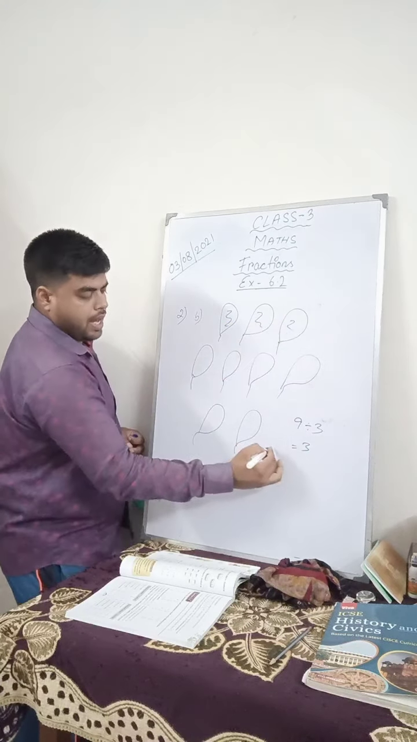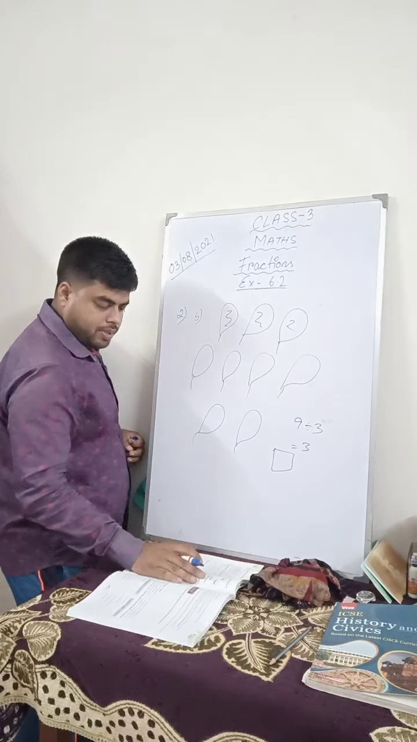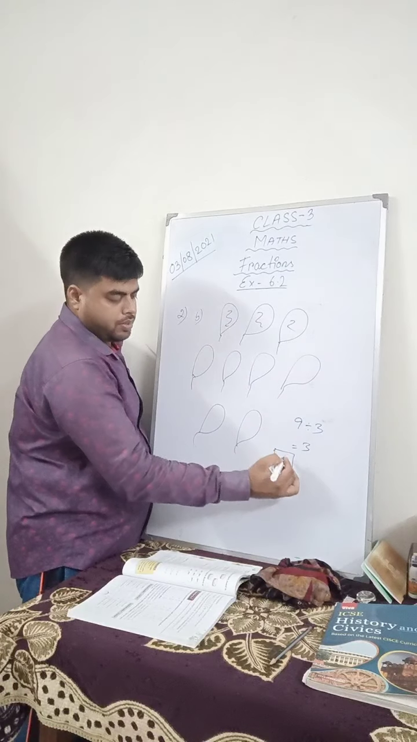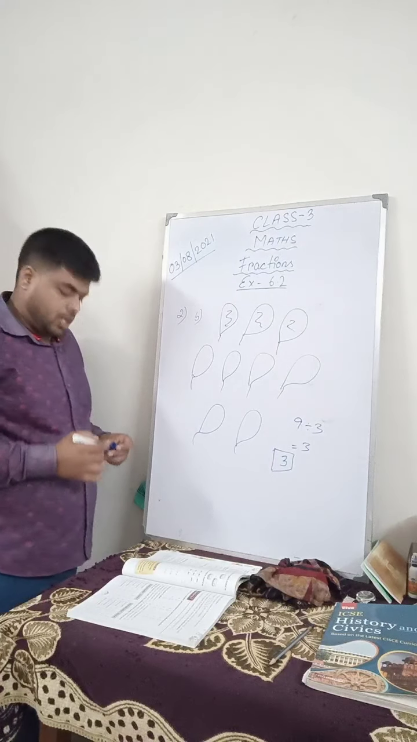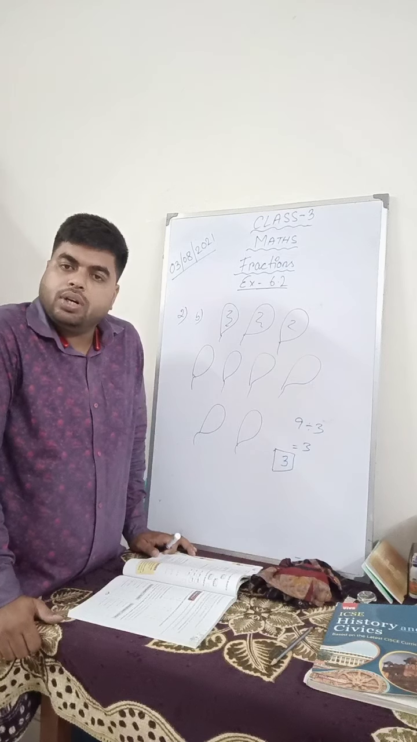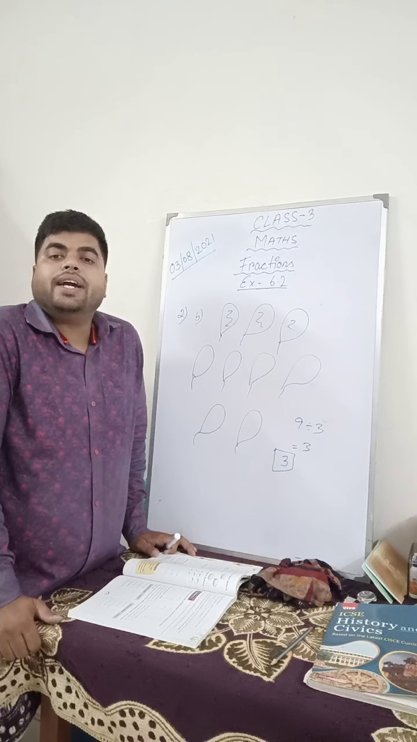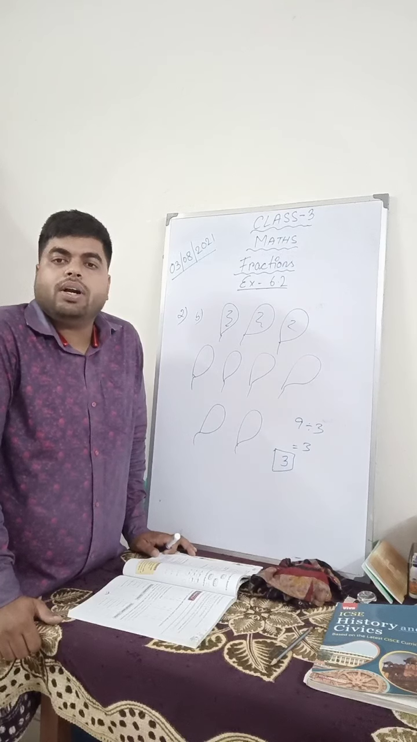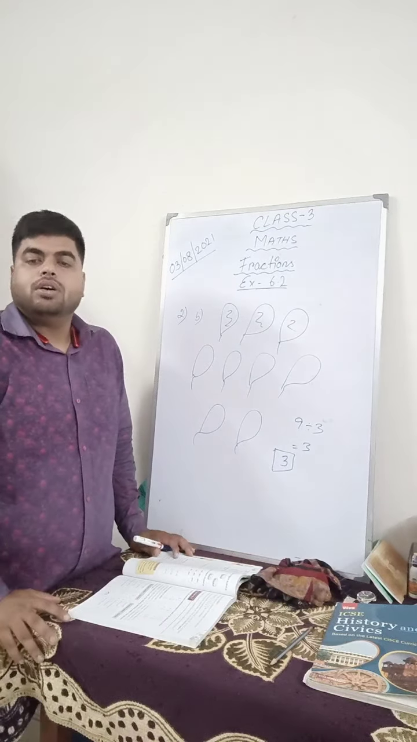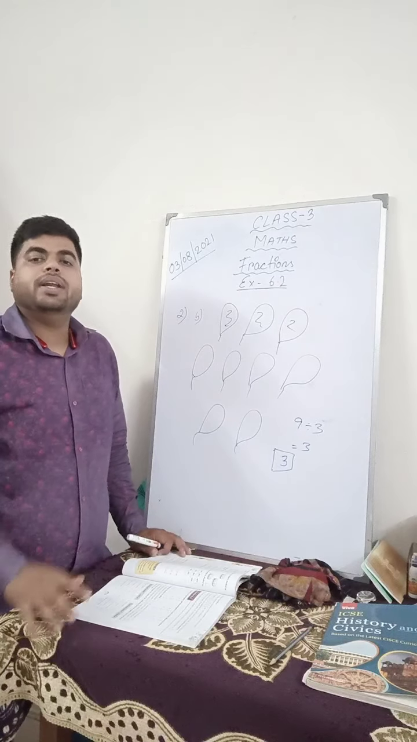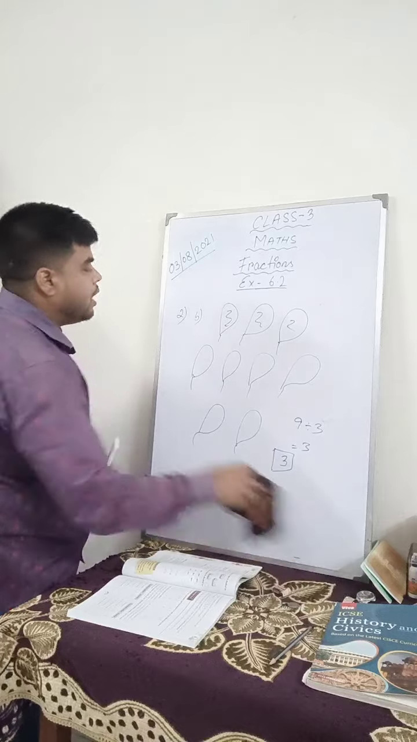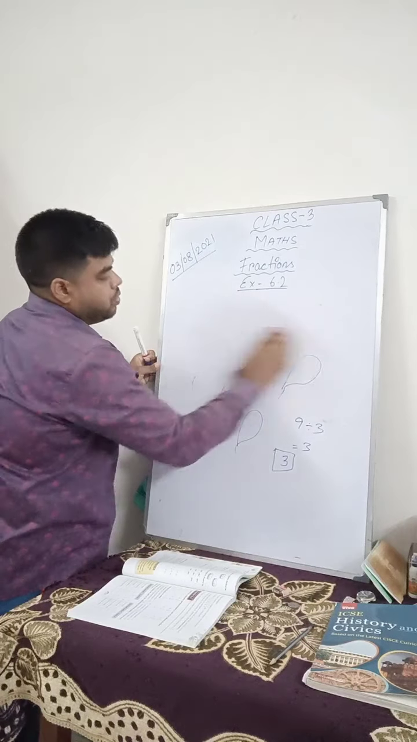Any 3 you shade, and in the box you write what they said and write the number of objects shaded in the box. How many have you shaded? You have shaded 3, so you write 3. In the next question, they have said 1/4. That means you count the total number of objects and divide by 4. After dividing by 4, whatever answer you get, you shade that many objects, and in the box you write how many you have shaded. So I hope you have understood. Now let us come to question number 4.